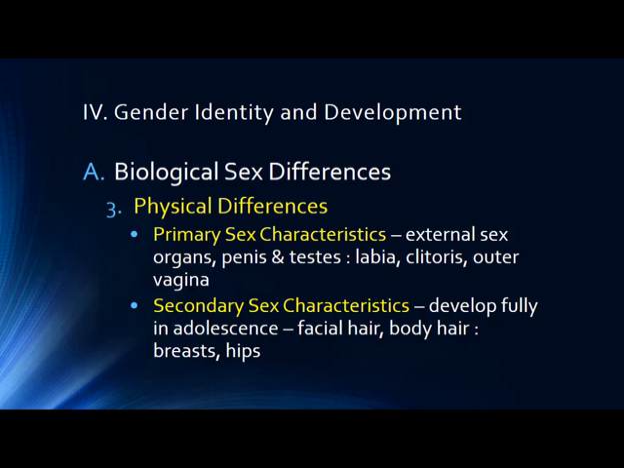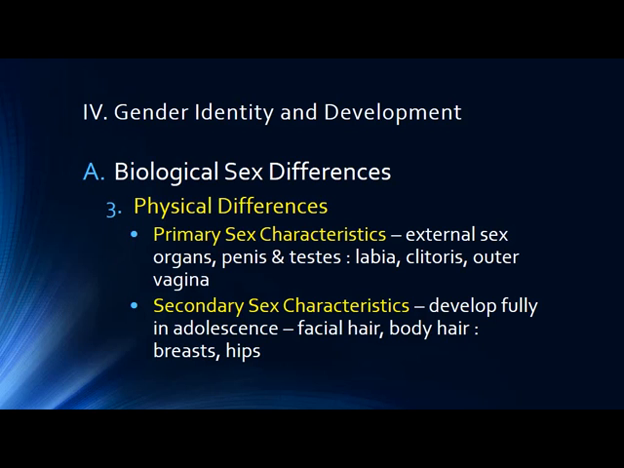Secondary sex characteristics start to develop in adolescence. This is where women start developing breasts, different hip distribution. Men start developing facial hair. Everybody develops body hair in various places. Most men just continue developing body hair as they get older, while the rest of their hair recedes. So that's something to look forward to, fellas.